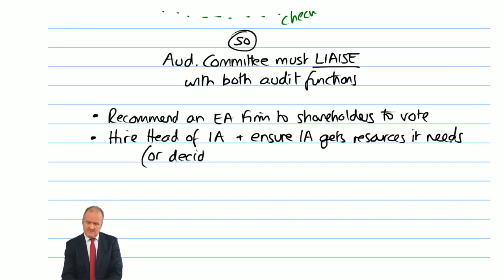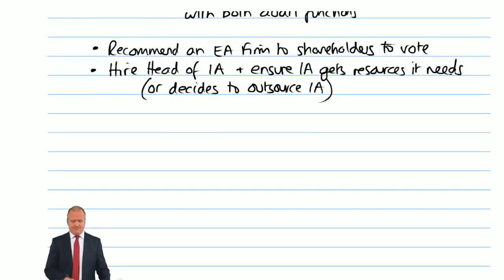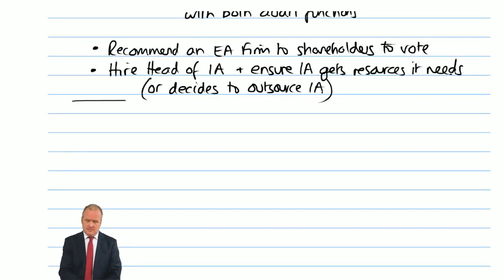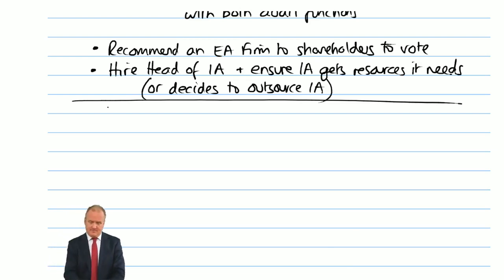They might decide to outsource the internal audit and get an outside firm to provide the services instead. So that's the appointment, the resourcing side, making sure we have a firm of external auditors, a firm of internal auditors, or a function for internal audit that does the job.